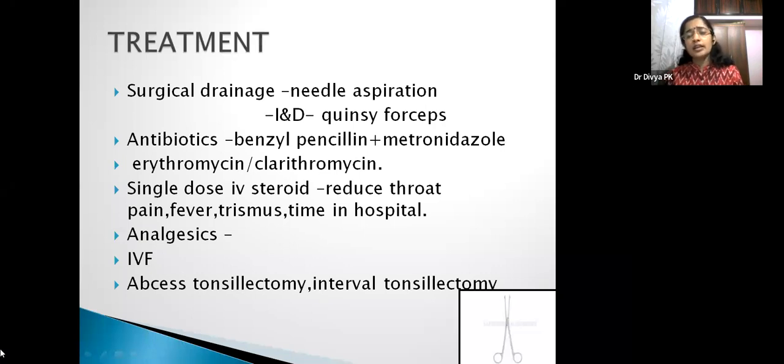In case of children, abscess tonsillectomy can be performed. In the presence of quinsy, tonsillectomy is done. That is called abscess tonsillectomy. In adults, if the patient is having recurrent episodes of quinsy, 4 to 6 weeks after the episode of quinsy, we can go for tonsillectomy. That is called interval tonsillectomy.